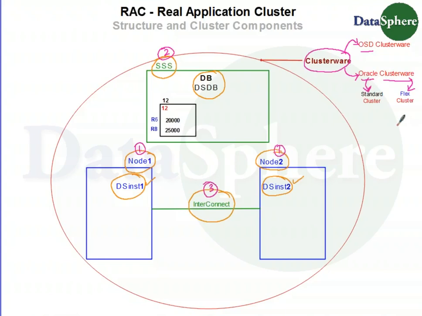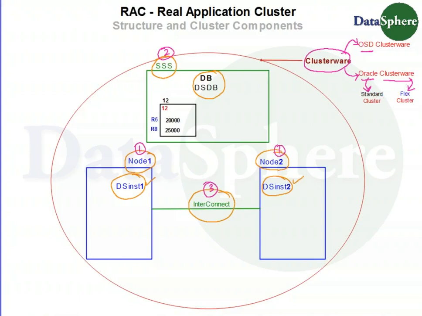The cluster is required basically to group the cluster components: node, shared storage subsystem, and interconnect are the three cluster components, and those components need to be grouped. That is done using clusterware. Either you can use OSD clusterware or Oracle clusterware. In Oracle clusterware, by default we configure a standard cluster, and we can convert it into a flex cluster based on requirement.